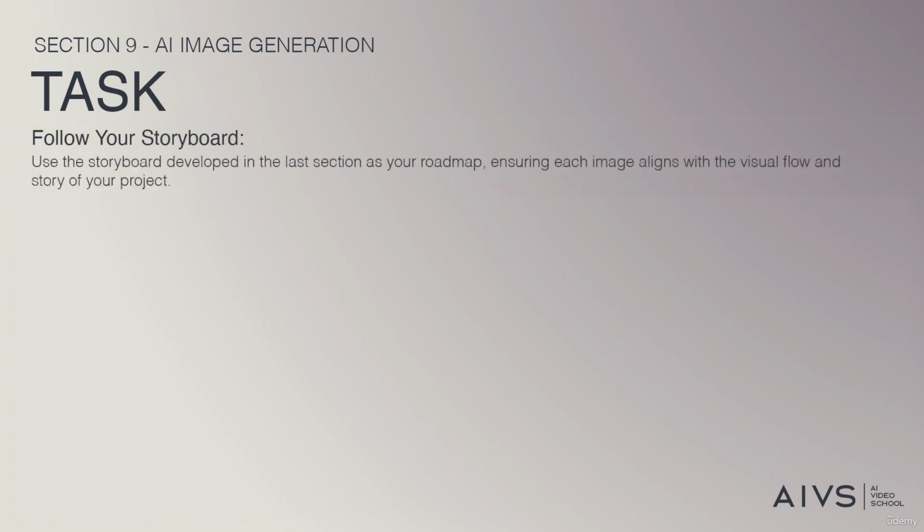Now, of course, I have a task for you in this section. If you're following along and going along with exactly what we've been doing, creating your own project, then please go ahead, follow your storyboard. So use the storyboard we developed in the last section as your roadmap, ensuring that each image aligns with the visual flow and story of your project. Don't suddenly have one image and then you have another one and the color's completely different. It's sepia and yellow tone in one and blue in the other, and the character looks slightly off.